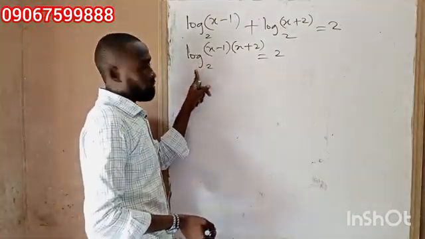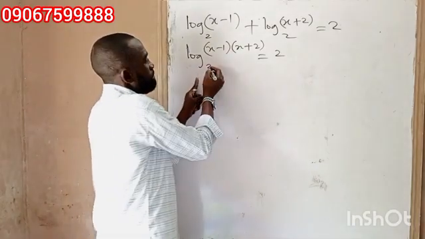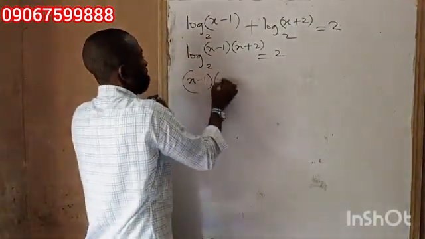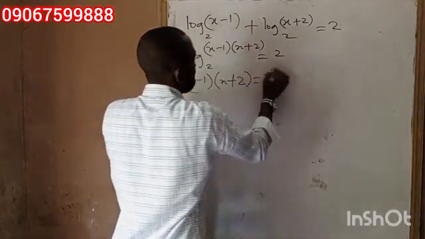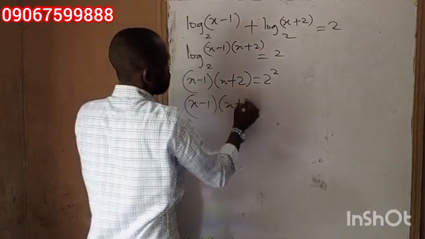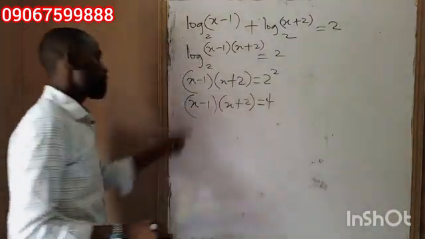What's the next thing? This one now, I will now use the basic definition. This will raise this one up. I will now have x minus 1 times x plus 2 equals 2 raised to power 2. So what do I have here? x minus 1 times x plus 2 equals 4. I'll open this bracket.